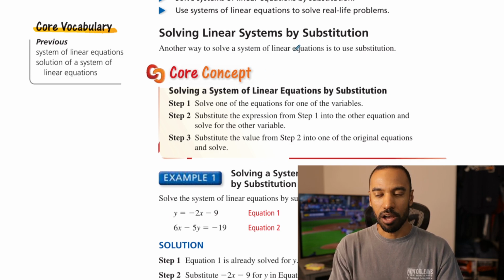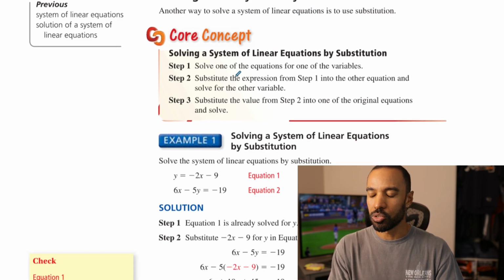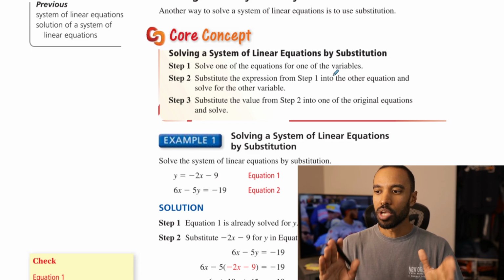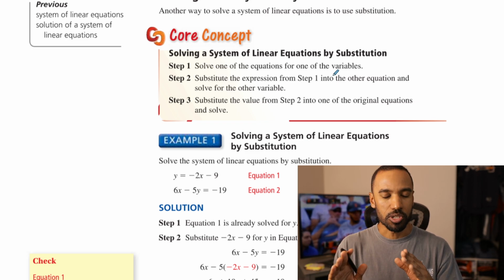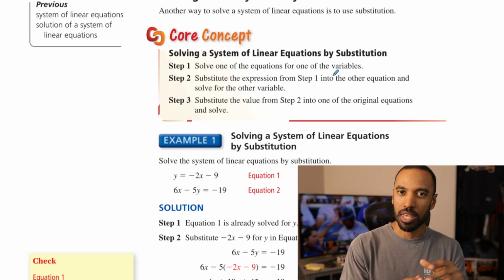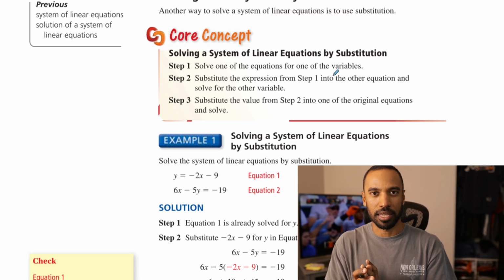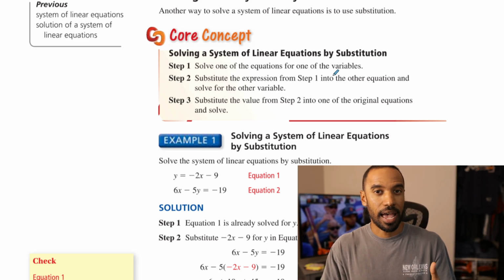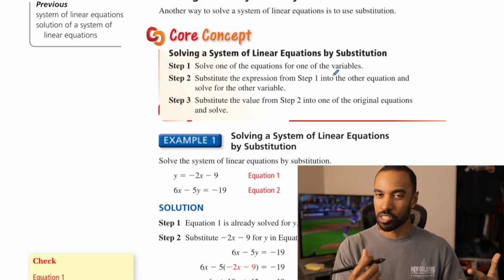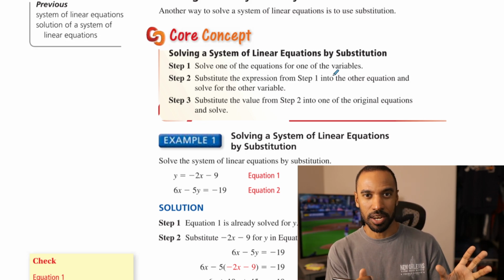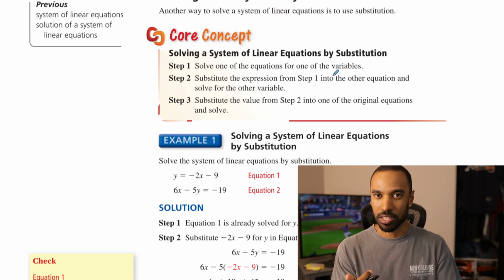Okay, another way to solve outside of graphing is using substitution. So here's what you're going to do. Solve one of the equations for one of the variables. That means get y by itself or x by itself. Now, that might have x on the other side of the equation when it says y equals, or it might have y on the other side of the equation when it says x equals, and that's okay.